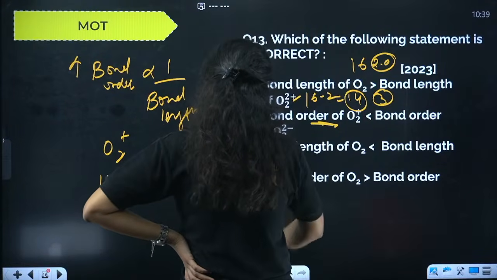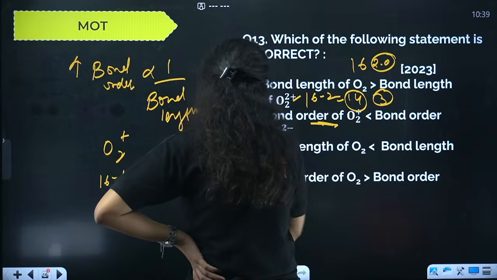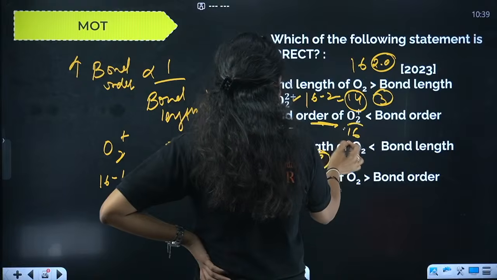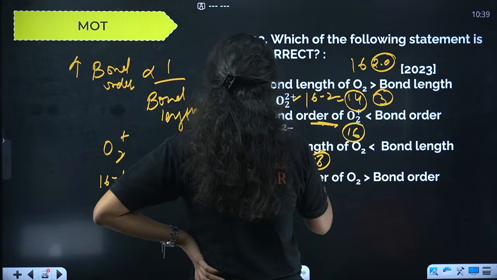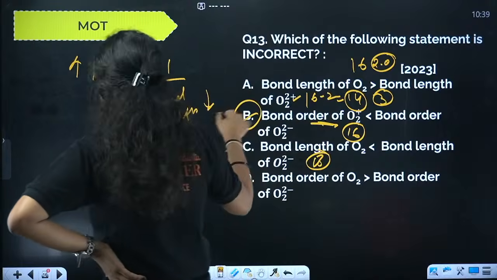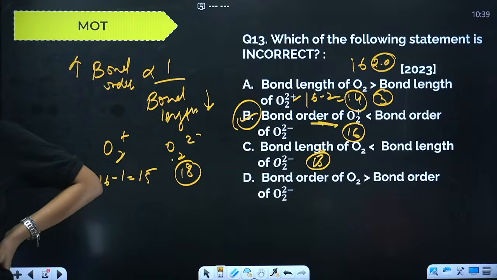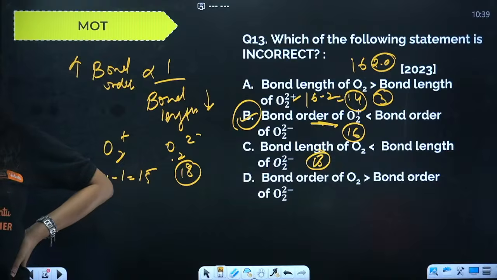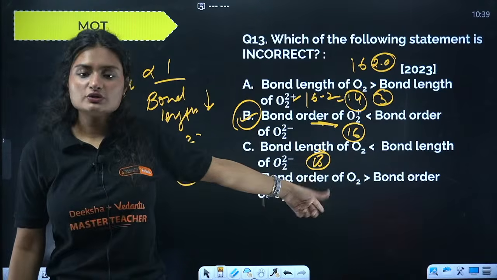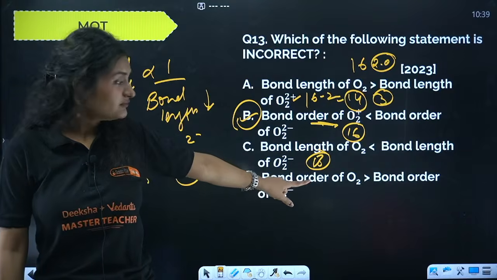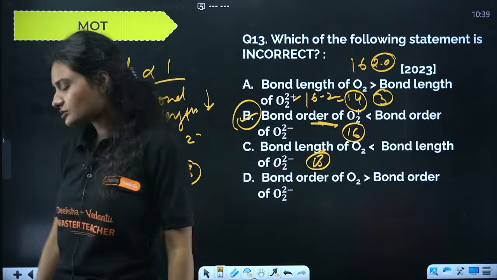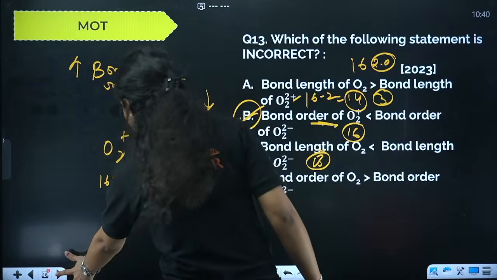In between O2 and O2 2 negative, again 16 and 18. So obviously the bond order is high for O2. Similarly, bond order is high for O2 than O2 2 negative. Yes, the correct answer is option B, not C. O2 positive bond order is 2.5. These statements are correct because bond order of O2 is more than the bond order of O2 2 negative, right? We have 16 electrons, we have 18 electrons. 16 is close to 14. B is the correct answer.